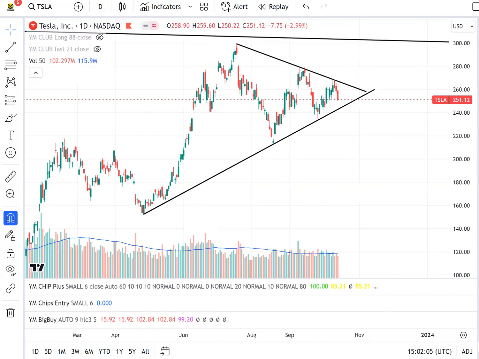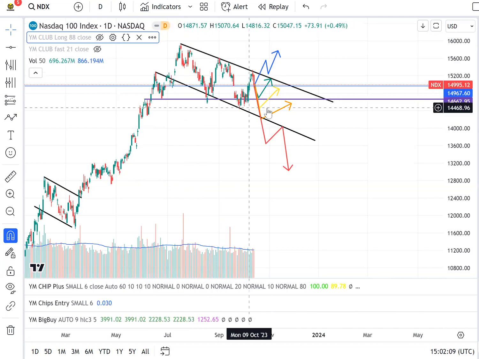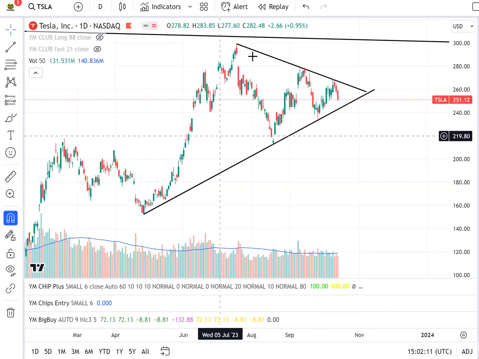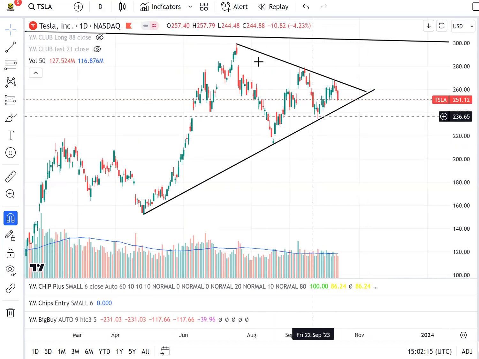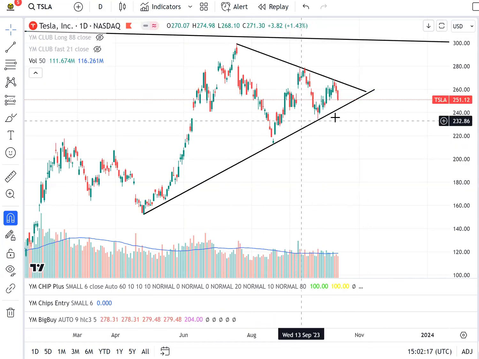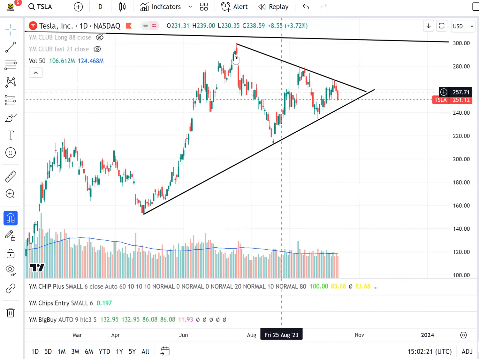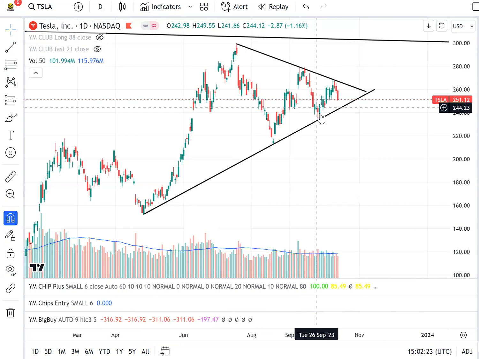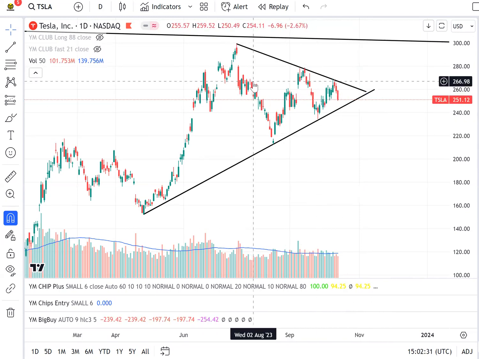Why? Compare. This one has lower low, lower high. This one at least doesn't have a lower low. It's a higher low, but lower high. So they're forming a triangle. It's definitely stronger than the Nasdaq. Okay, it is just right now selecting the direction. So watch my last video. I mentioned what we should wait for with Tesla. In the next video, I will also mention more.